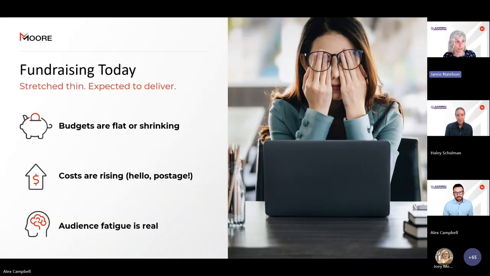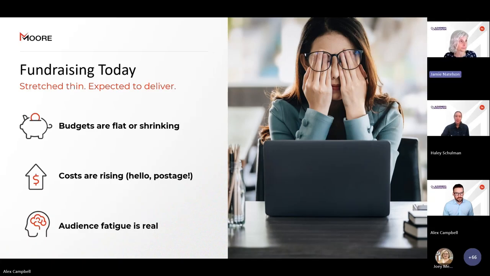I think all of you know this is not surprising. We're being asked to do more and more with less. We're stretched thin. We're expected to deliver. We need to grow our donor base, and we're being asked to put our money in more and more channels to make the same. Budgets are flat or shrinking. Costs are rising. Oh my goodness, postage is so very high, and audience fatigue is real. So we need real solutions. Direct mail is still an integral part of the conversation, and so we need real solutions when we use it in the most effective manner.